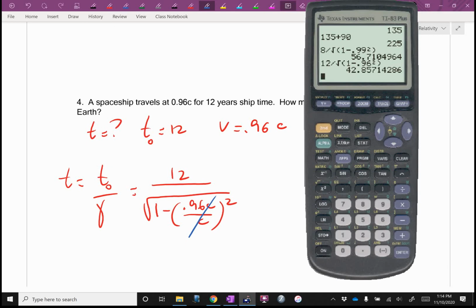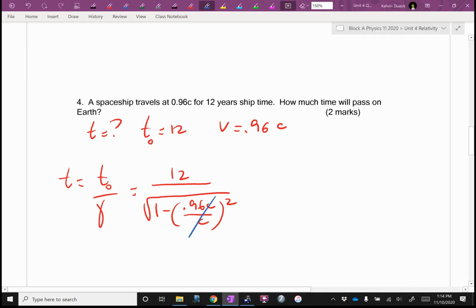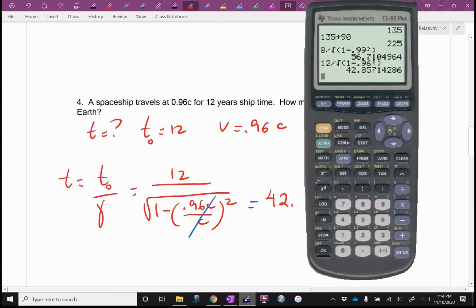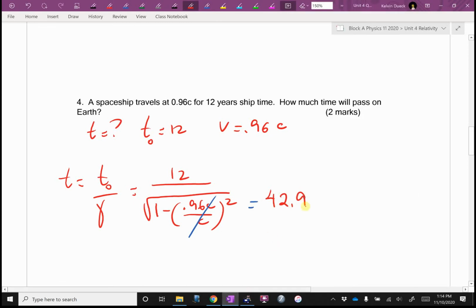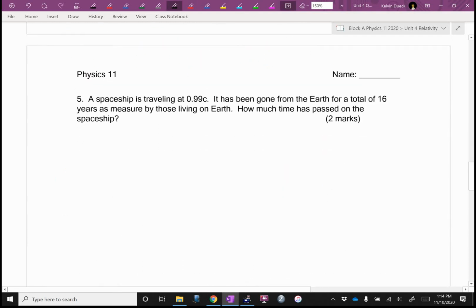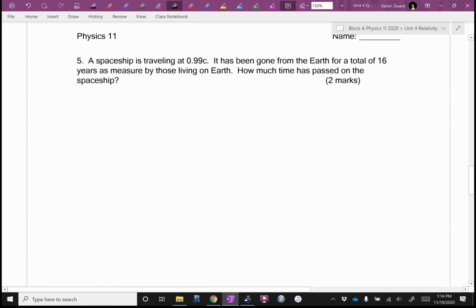42.9. If you said 42.8, I'd take a half mark off, unless you said 42.86. If you said 42.85, I'd take a half mark off. 42.85. Same as before. 1 mark, half mark, half mark. And we turn the page.